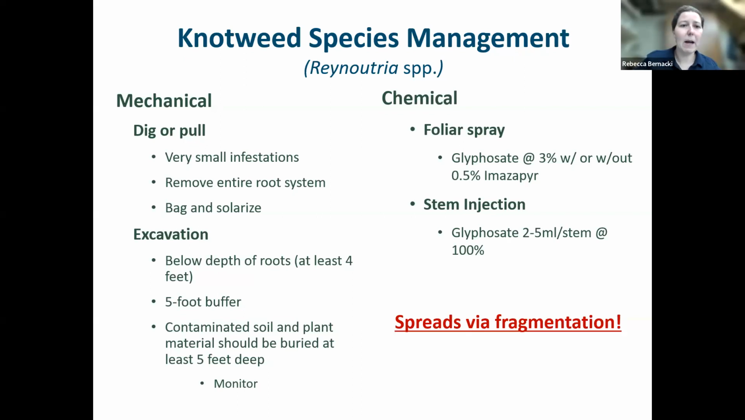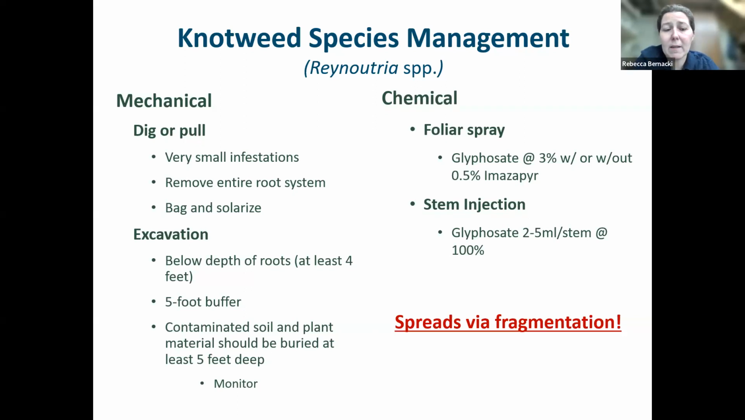So how do we manage knotweed? For very small infestations, we can dig or pull them. We always want to be sure to remove that entire root system, and we want to look around for that root system. As I said, this root system can be quite extensive. We then want to take the plant material as well as any contaminated soil, put it in a contractor bag and solarize it before disposing of it properly.